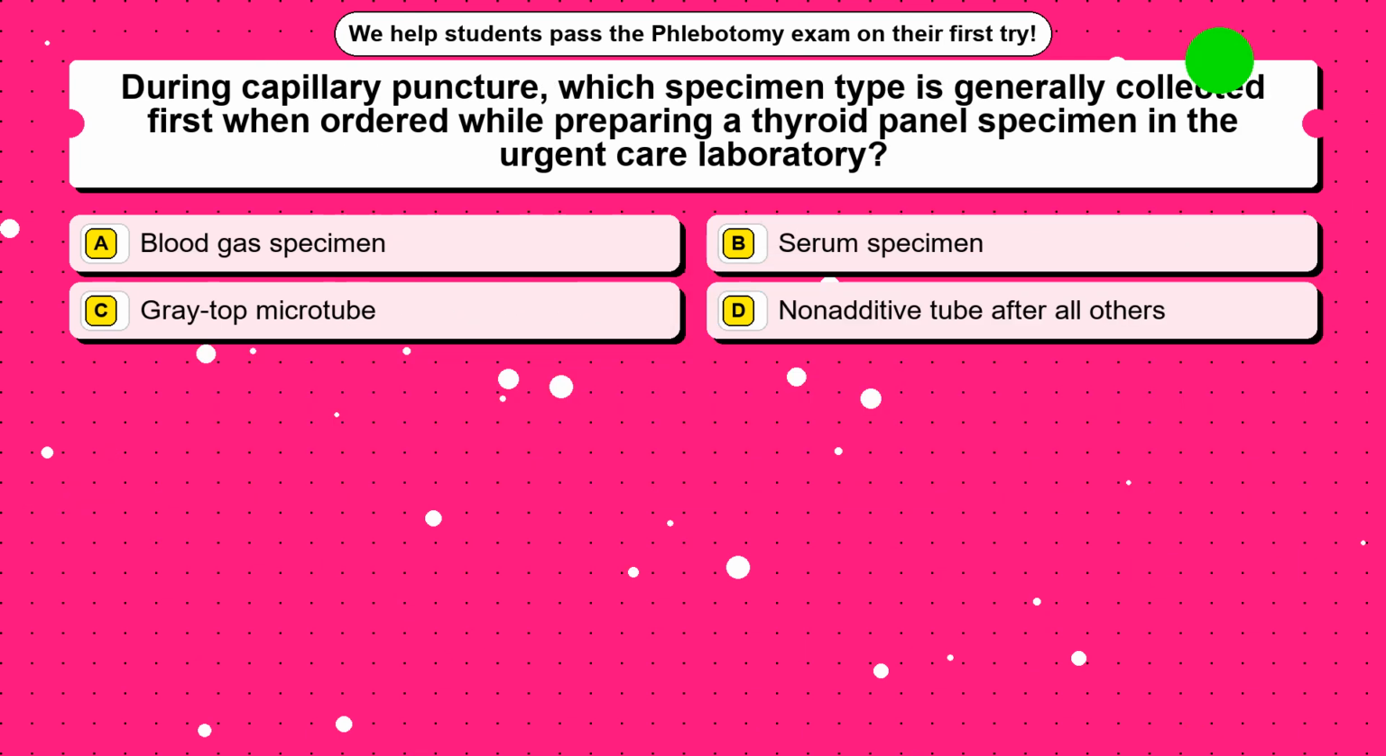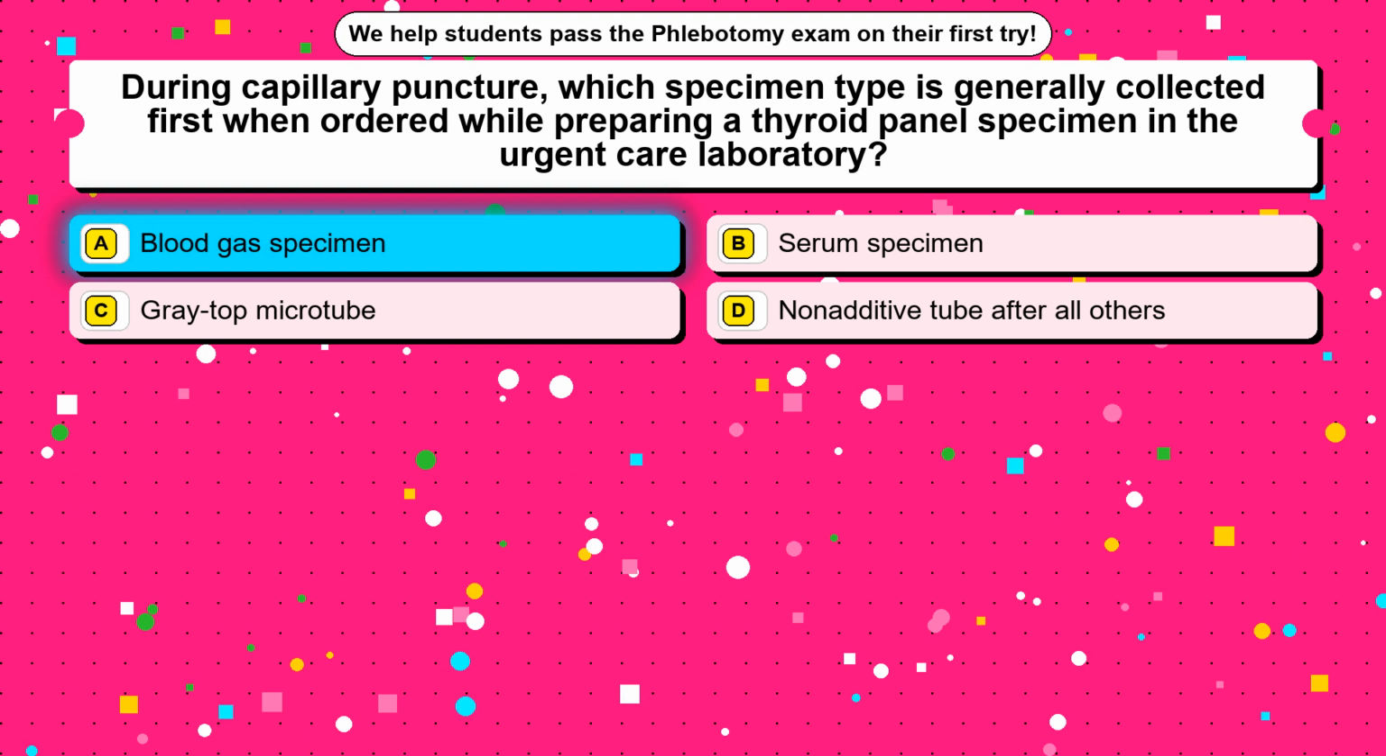Question 24. During capillary puncture, which specimen type is generally collected first when ordered while preparing a thyroid panel specimen in the urgent care laboratory? Option A: blood gas specimen. Option B: serum specimen. Option C: gray top microtube. Option D: non-additive tube after all others.